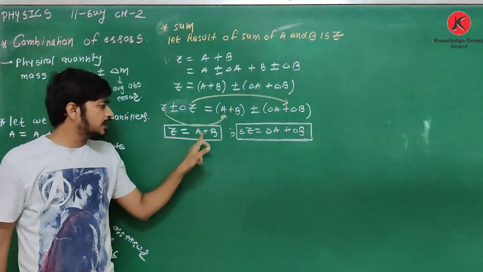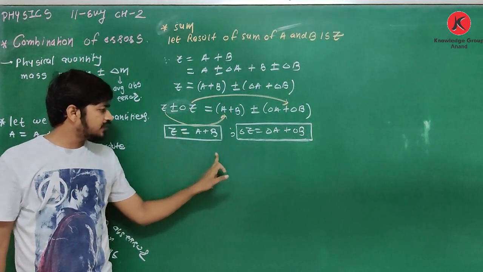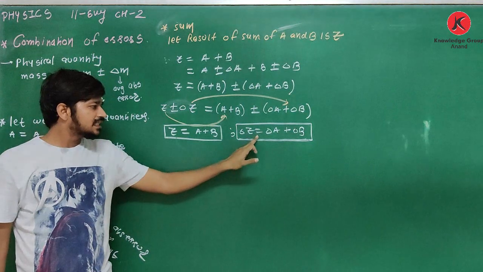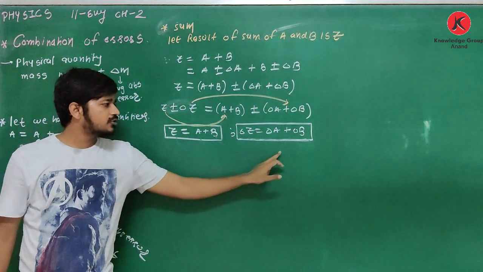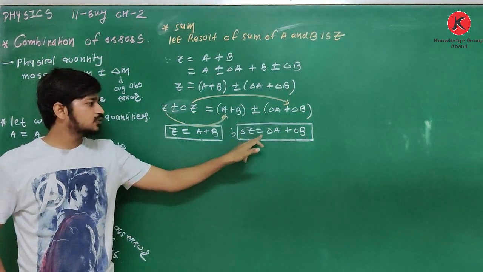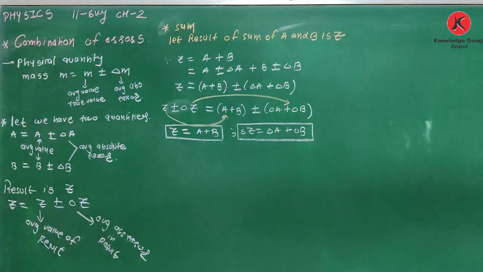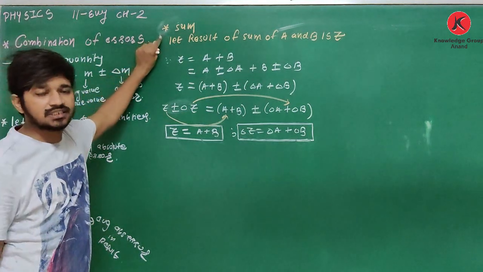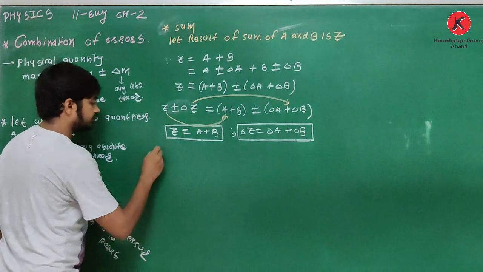Okay, if Z is equal to A plus B, then the average absolute error in Z is equal to the average absolute error in A plus the average absolute error in B. Clear about this? Delta Z is equal to delta A plus delta B. Okay, so yes, it is the combination of errors when the process is a sum. Now difference. The second one is difference.